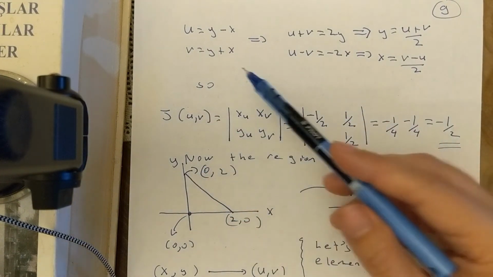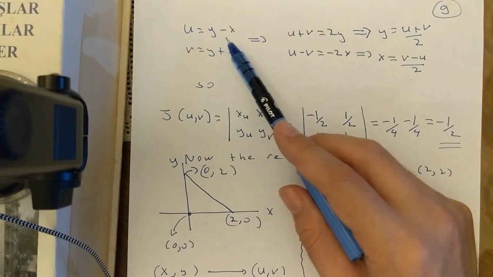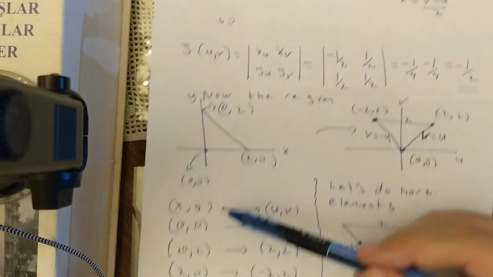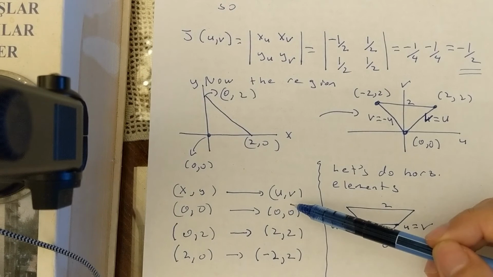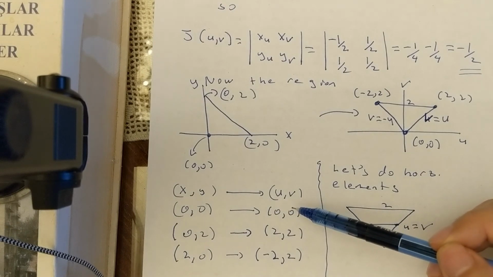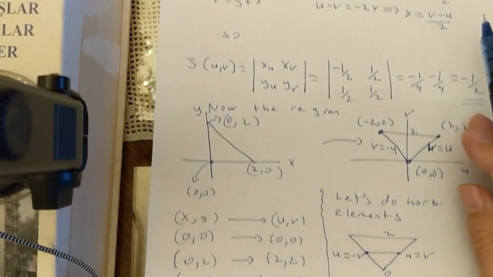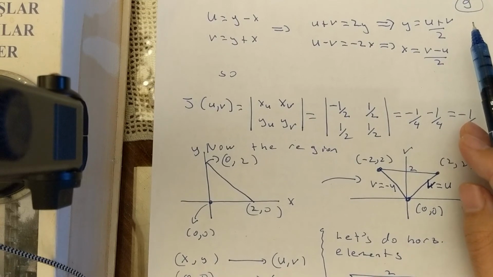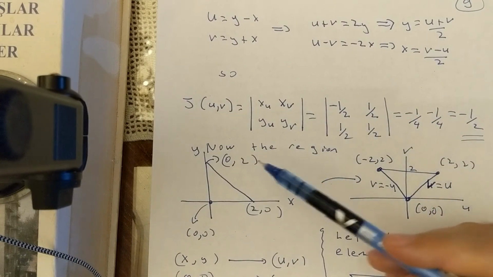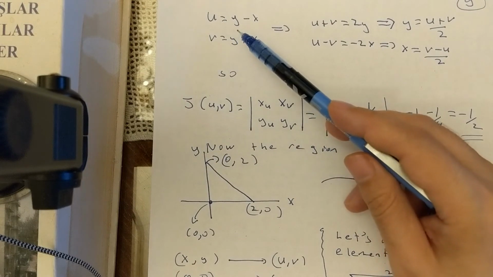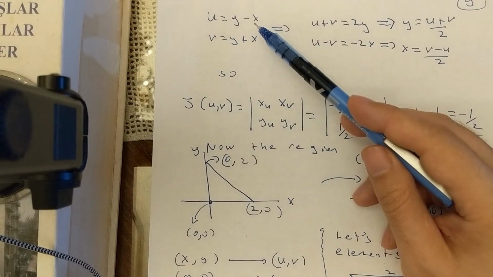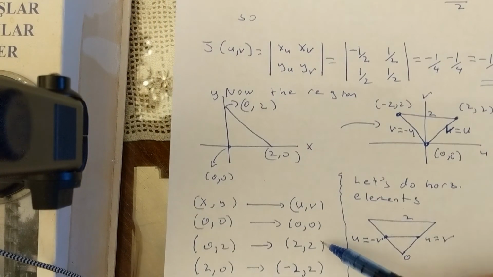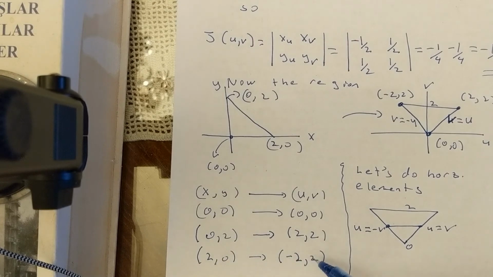Okay, so the point 0, 0, when you plug it in here, u is supposed to be equal to 0 and v is supposed to be equal to 0 then. So the point 0, 0 goes to where? In terms of u and v, it still goes to 0, 0. So it's basically stayed where it was. Now let's go back to the point, let's say 0, 2. When you plug in 0, 2, it's going to be 2 minus 0, so u is going to be equal to 2, and v is going to be equal to 2. So 0, 2 goes to 2, 2, and you'll see that 2, 0 goes to minus 2, 2.